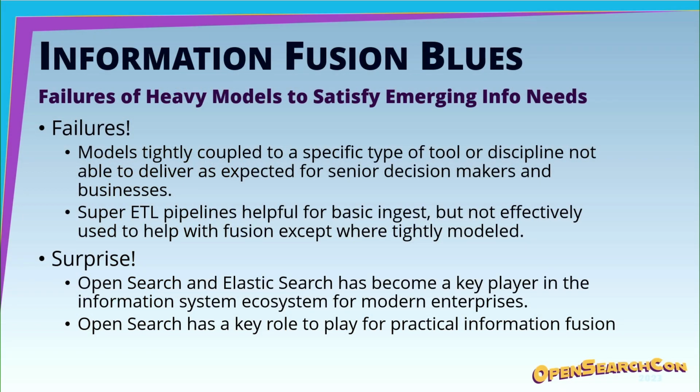The failures are the models are actually tightly coupled, and a lot of people in the modeling business are also trying to sell a specific tool. And what happens is their information flows get locked into the constructs of that tool. And a lot of times the thought is, let's make a super ETL pipeline. But that also is not all that flexible. And much to the surprise, earlier Elasticsearch and then OpenSearch is really the legacy to that in my vertical. It has a key role to do that practical information fusion that users are looking for.